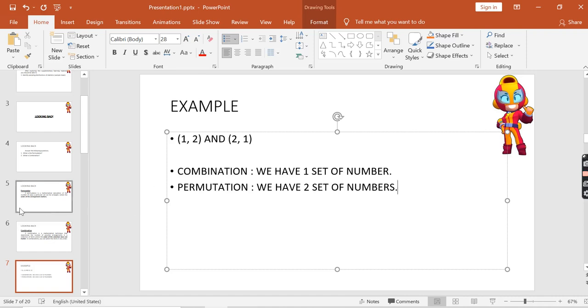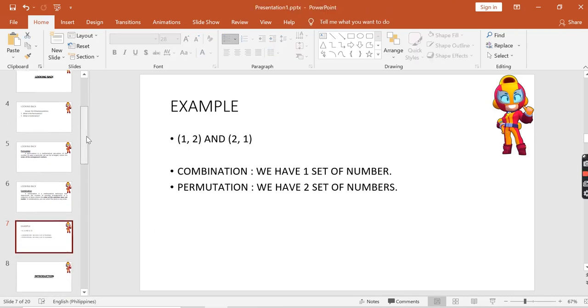That's why in permutation, the order matters, meaning 1, 2 is different from 2, 1. On the other hand, in combination, according to the definition, the order does not matter. So 1, 2 is the same as 2, 1, since the order does not matter.